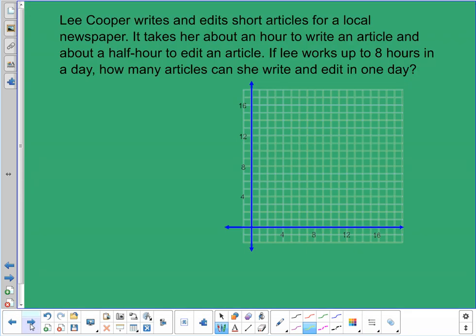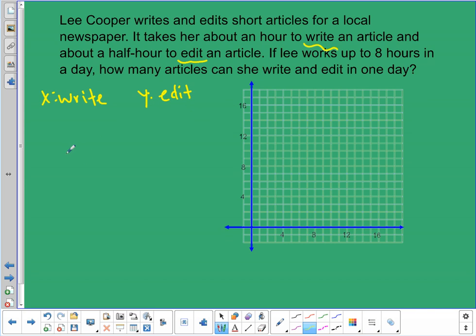Okay, next question. It says, Lee Cooper writes and edits short articles for a local newspaper. It takes her about an hour to write an article and about a 1/2 an hour to edit an article. If Lee works up to 8 hours in a day, how many articles can she write and edit in one day? Okay, so again, we need two variables. We have the time for her to write and the time for her to edit. So writing and editing. I'm going to call X the writing and Y the editing. I should say the number of hours that she writes and the number of hours that she edits.